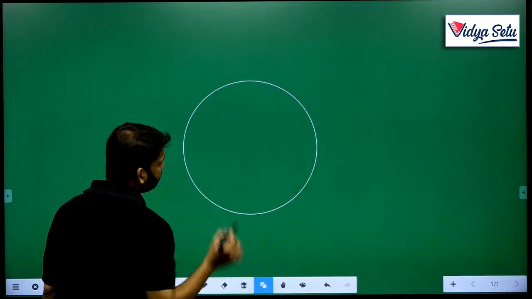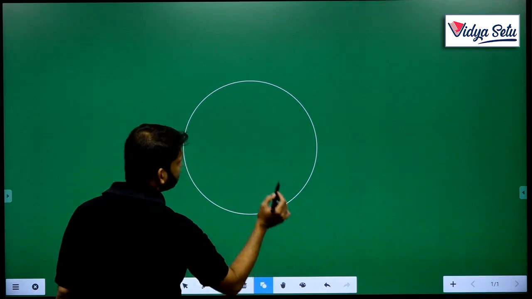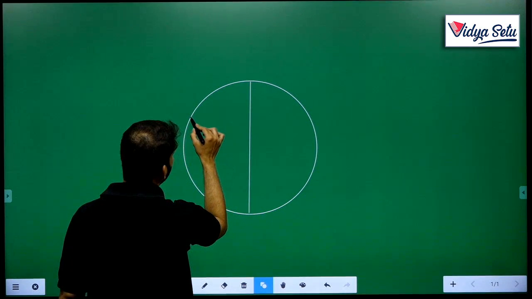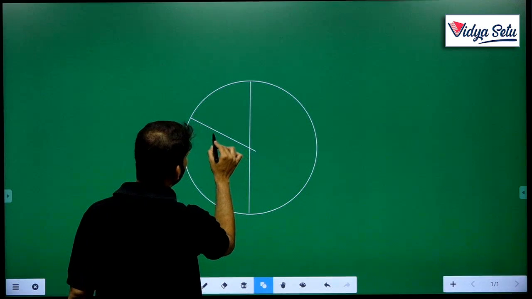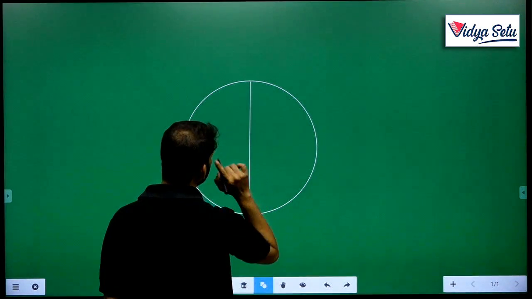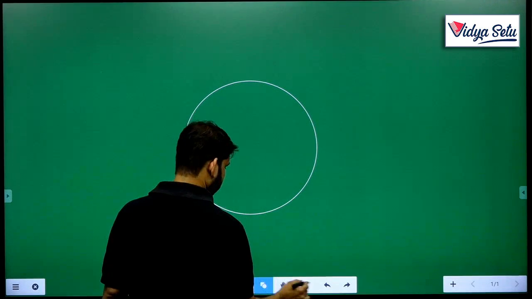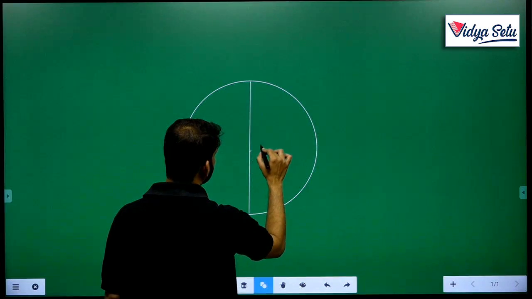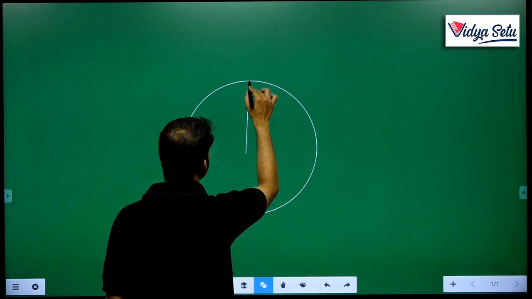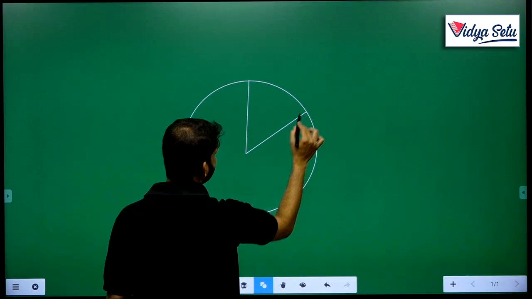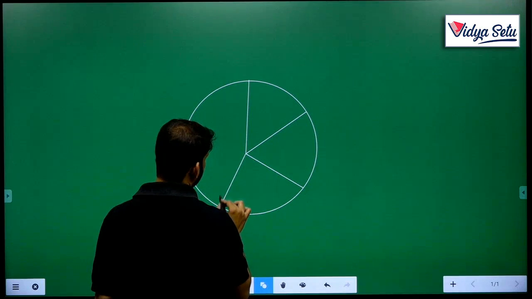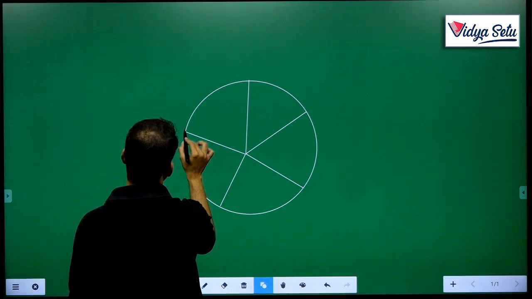Assume this pizza was the entire profit of the firm. It was divided into 5 equal points. Okay, my diagram might not be equal, but you have to be very careful that when you draw, it needs to be equal. One share, two share, three share, four share and five share.